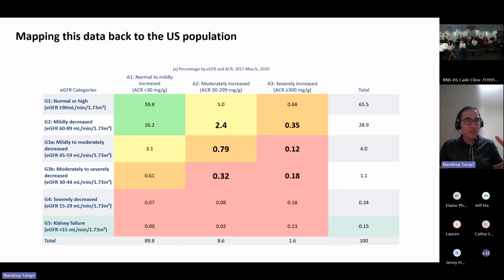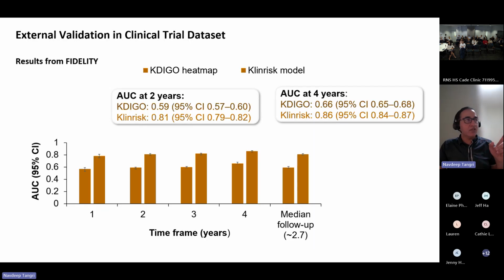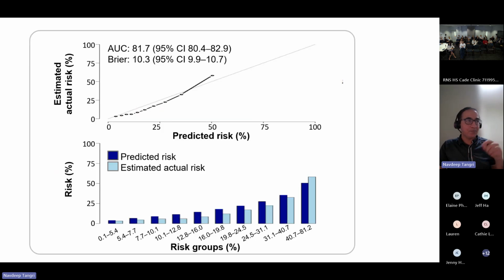So that's just one example of how the applications of risk prediction can stretch far beyond clinical care. A second clinical trial here, so data from FIDELITY, shows a major difference between KDIGO, so eGFR and ACR, versus ClinRisk: 0.59 versus 0.81, and 0.66 versus 0.86 for C statistics. And again, really beautiful calibration.